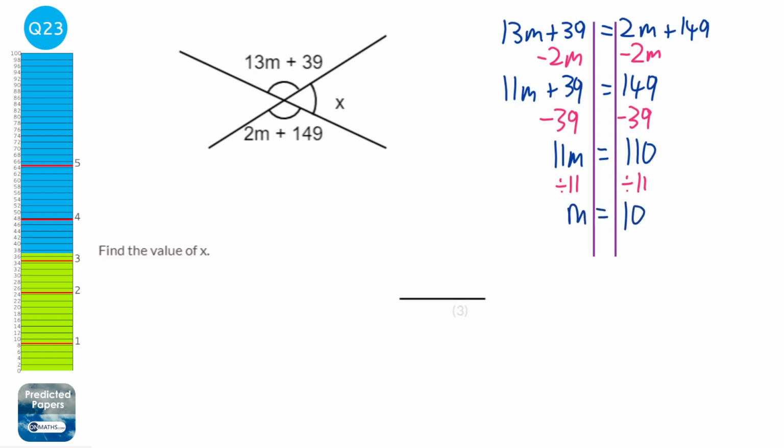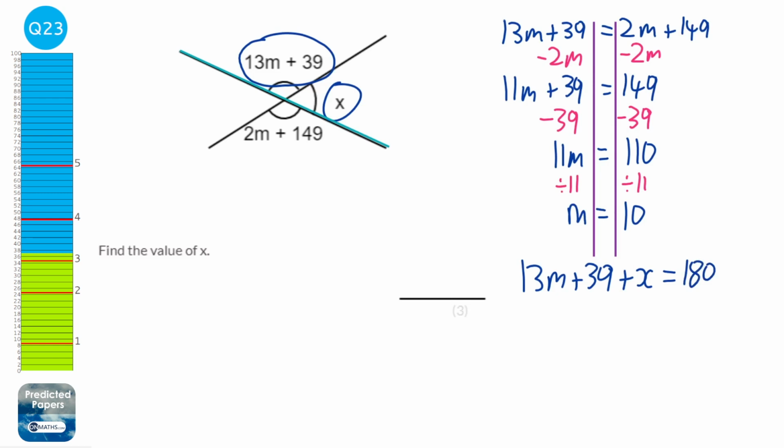So we know if m equals 10, we can then work out x, and the way we can do that is the fact that this one and this one are both on a straight line, so they are both on this straight line here. So we know that they've got to add up to 180. So let's write that down. 13m plus 39 plus x is equal to 180 degrees, or I don't normally put that in for the working out. I always put that in for the answer.